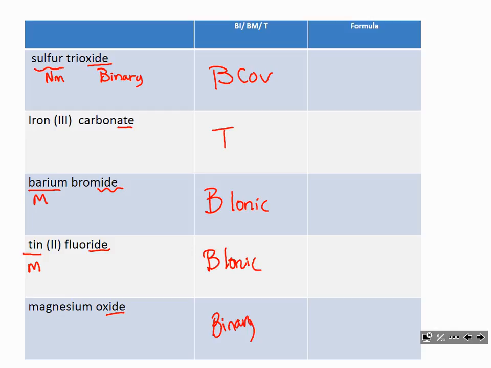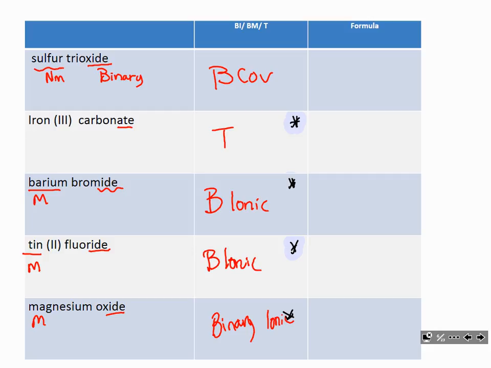And magnesium is a metal, so we know that that compound is ionic. So this is what we know. If the compound is ionic, this one, this one, this one, this one, we're going to get the subscripts of the formula from the charges of the ions. So let's think about these ions and what their charges are.